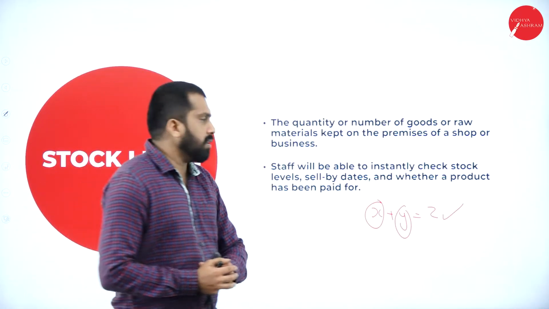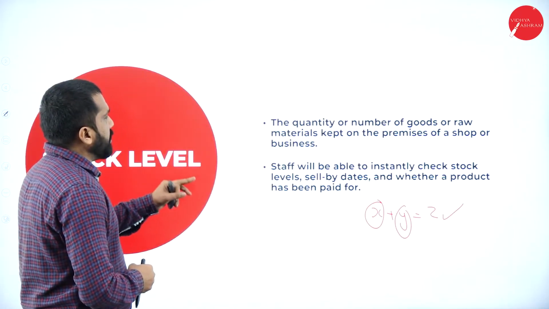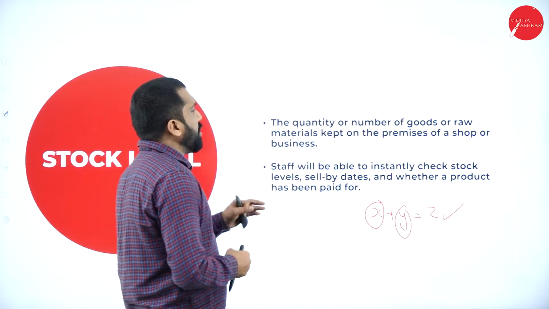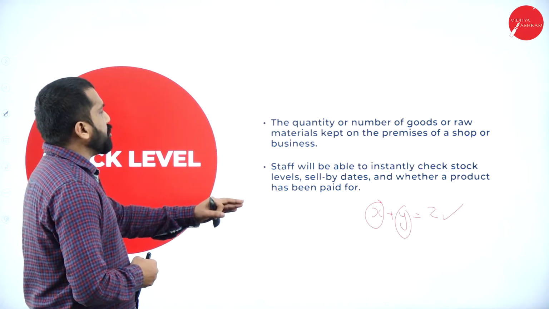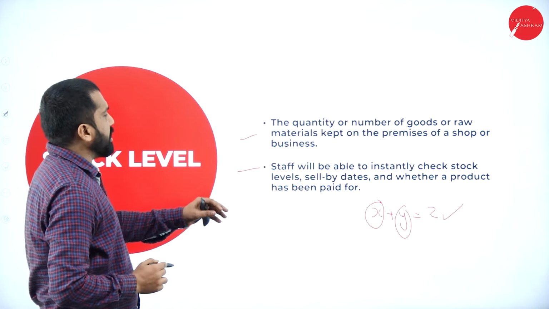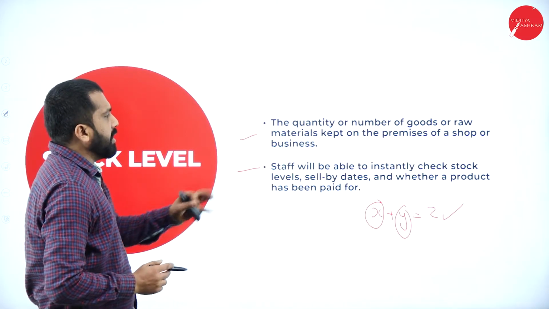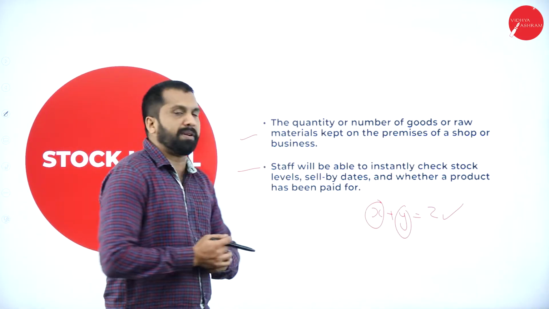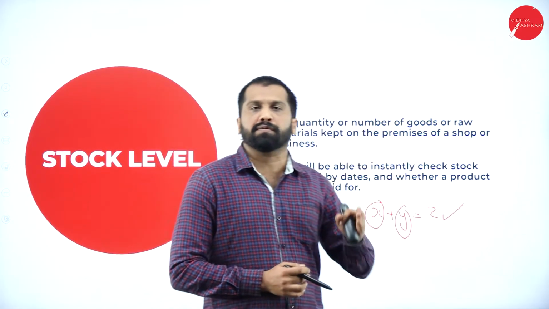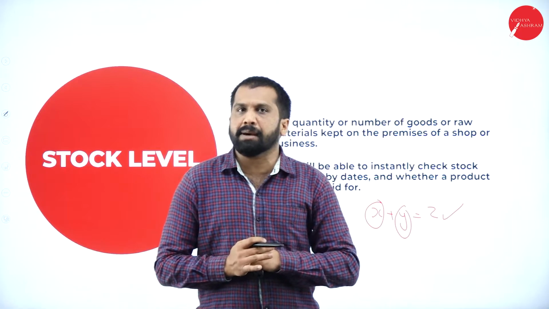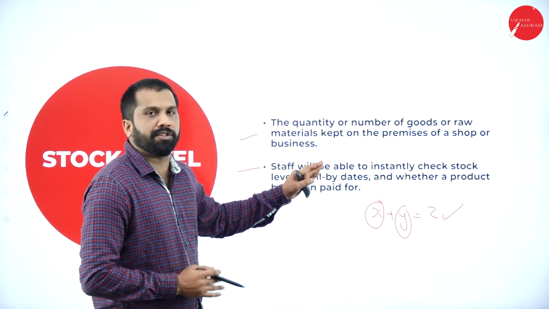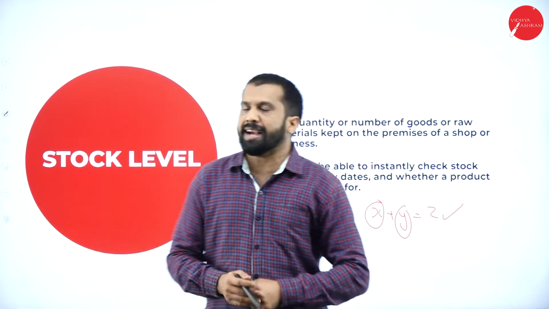Now, stock level is the quantity or number of goods or raw material kept on the premises of a shop or business. Staff will be able to instantly check stock level, sell by dates, and whether a product has been paid for. So this is the definition or information for your stock level. In your examination, they will not ask you what is the meaning or definition of stock level. We'll go for the problem directly.